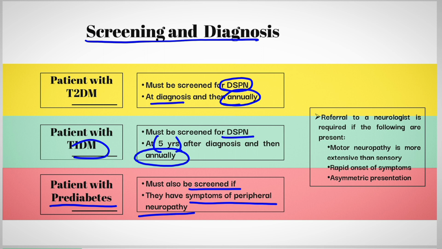The referral to a neurologist can be done in the following conditions. If the involvement of motor neuropathy is extensive as compared to the sensory neuropathy, if the onset of symptoms of the neuropathy is very rapid, or if the person is presenting the symptoms or signs of neuropathy in an asymmetric manner.